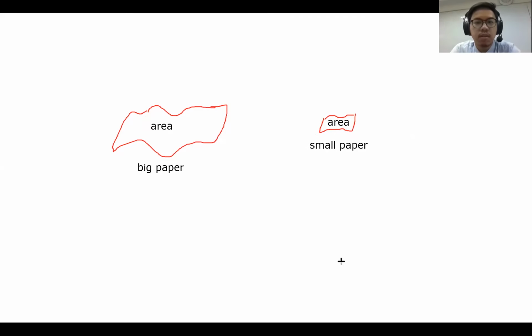For example, here I have two objects drawn. Let's say you have a big piece of paper and a small piece of paper, and then you drop these two things from a certain height.